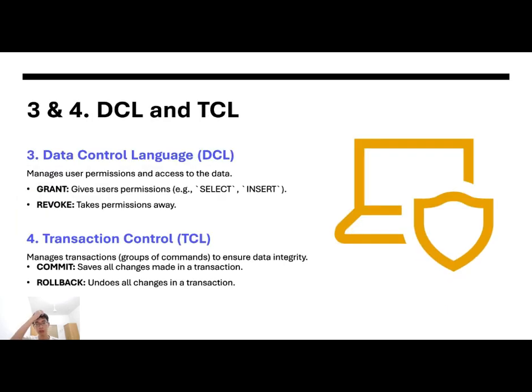The last two sub-languages are for control and safety. DCL, or Data Control Language, is about security. It uses commands like grant and revoke to give or take away permission from users. And TCL, or Transaction Control Language, is for data integrity. Commands like commit and rollback group SQL statements into a single transaction. This ensures that for something like a bank transfer, all steps are completed or none of them are.